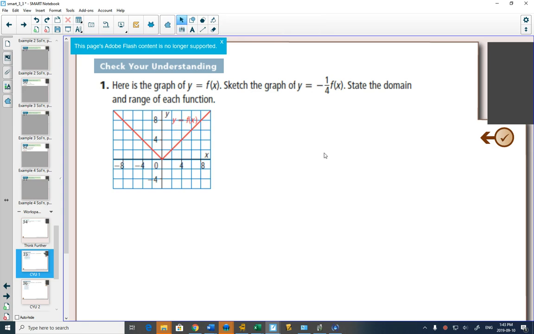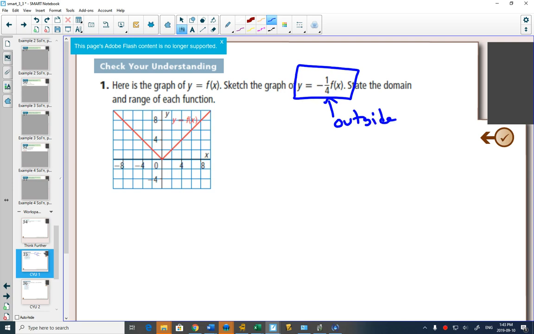So the first thing we're going to look at here in this equation, that -1/4 is outside. That means it's going to be vertical. You're going to multiply your y values by -1/4. So when I go to actually draw the graph, I'm going to choose some points on my red graph.